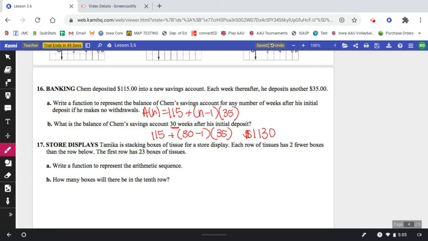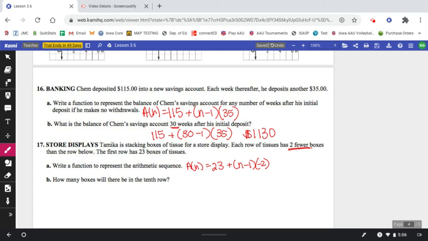Tamika is stacking boxes for a store display. Each row of boxes has 2 fewer boxes than the row below. The first row has 23 boxes. Write a function to represent the sequence. So we start with our initial box stack, which is 23, plus parenthesis n minus 1. And this time it says it's 2 fewer boxes. So my constant difference is going to be -2.